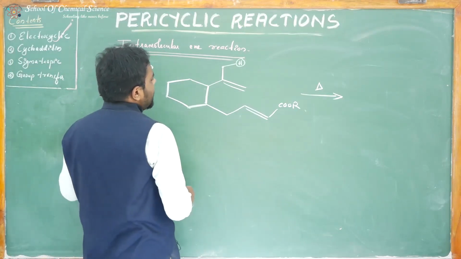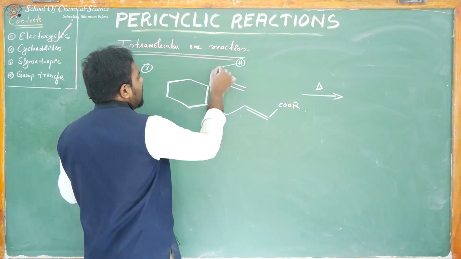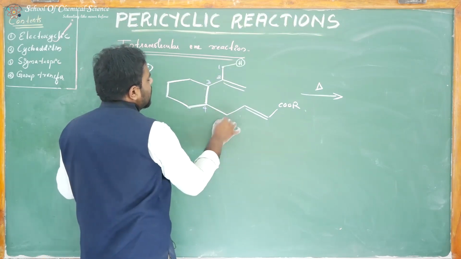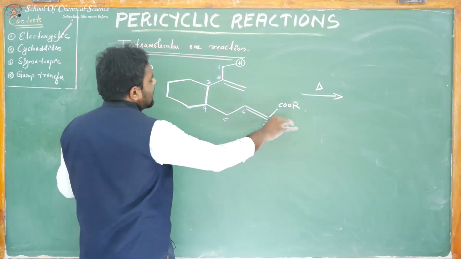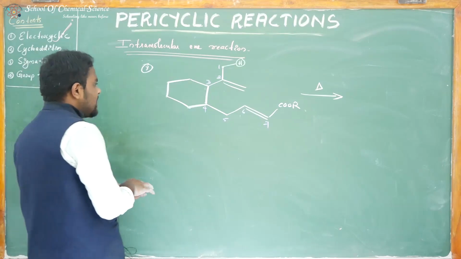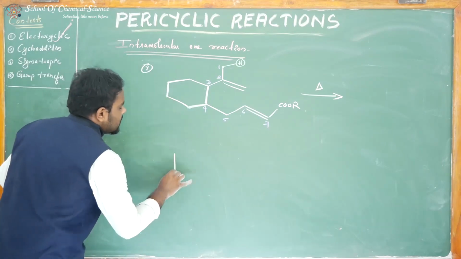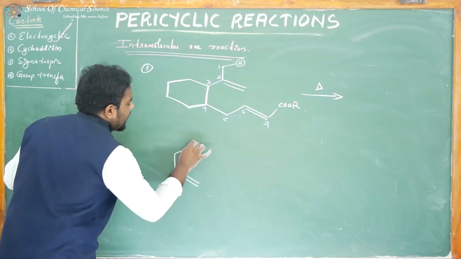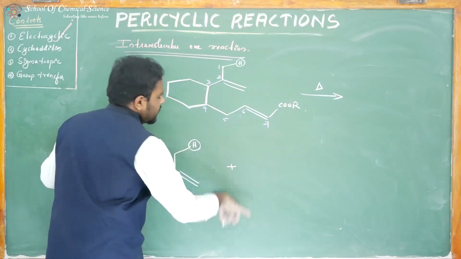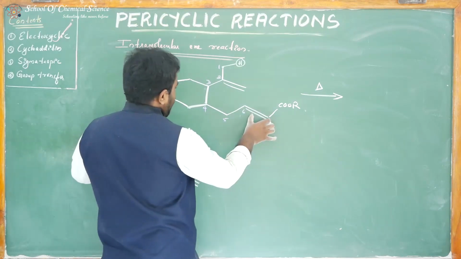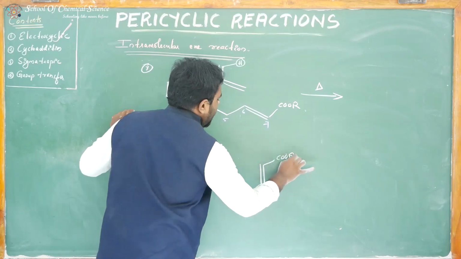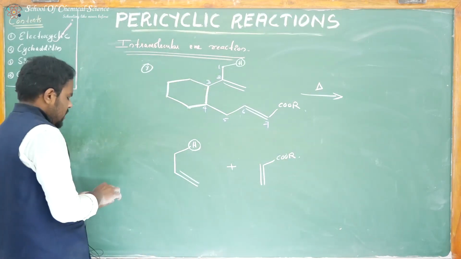Giving numbers, this is 1, 2, 3, 4, 5, 6, 7. So take the allyl system and enophile separately. This is the allyl system containing a hydrogen, plus the enophile, COOR. Regioselectivity is also there.